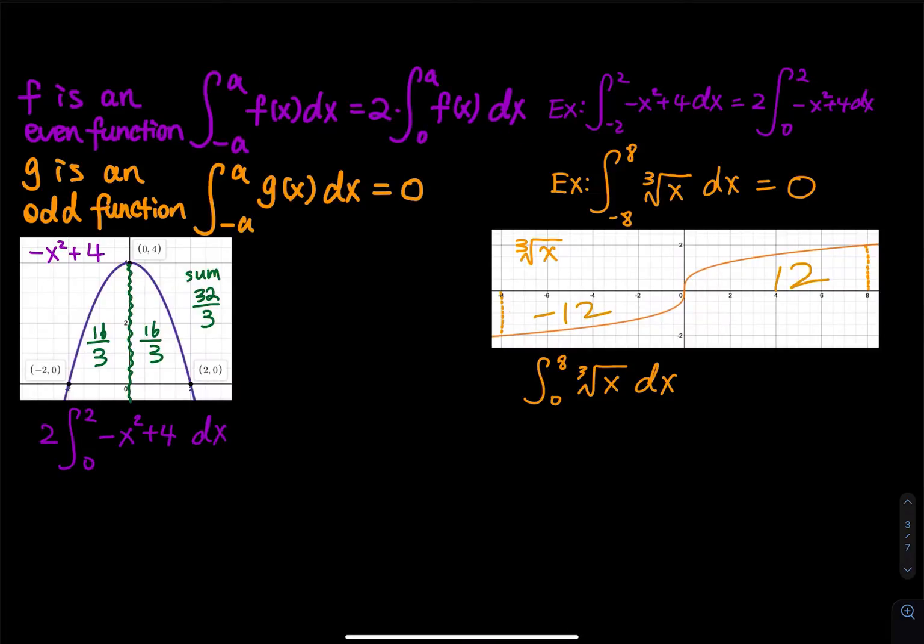The example that I will be using is an upside down parabola, negative x squared plus 4, and I want to go from negative 2 to 2. That is the same thing as 2 times the integral where x goes from 0 to 2. Take a look at the graph right over here. We have an upside down parabola, and from negative 2 to 2, the sum is supposed to be 32 over 3. So what I am trying to do is go from 0 to 2, get the piece on the right, and after I evaluate the integral, I multiply by 2, and then I will get the sum.